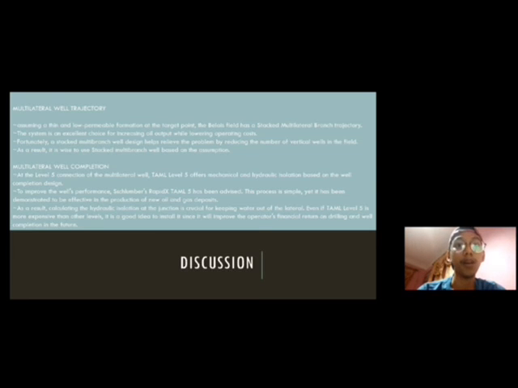And as a result, calculating the hydraulic isolation at the junction is crucial for keeping water out of the lateral, even if the TML level 5 is more effective than other levels. But it is a good idea to install, since it will improve the operator's financial return of drilling and well completion in the future.